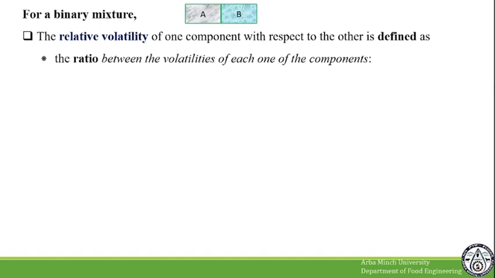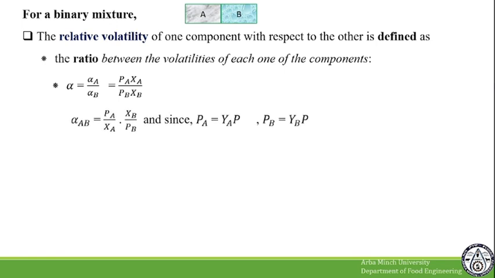Assume we have an ideal system, a binary mixture of A and B. The relative volatility of one component with respect to the other can be defined as the ratio between the relative volatilities of each component. So alpha of A divided by alpha of B, by the formula, is PA times XA over PB times XB. When we rewrite this equation, it becomes PA over XA times XB over PB.